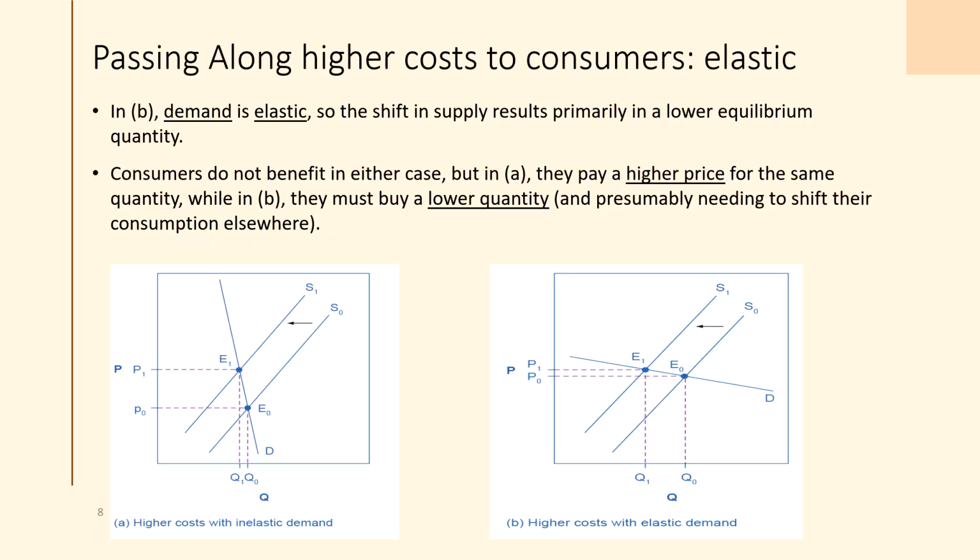Now consider the same situation when demand is elastic. When supply shifts to the left, consumers respond very much to higher prices by reducing their purchases. As a result, firms cannot easily pass the cost increase to consumers. Instead, the main effect is a large reduction in quantity. So elasticity determines how costs are shared between consumers and producers.